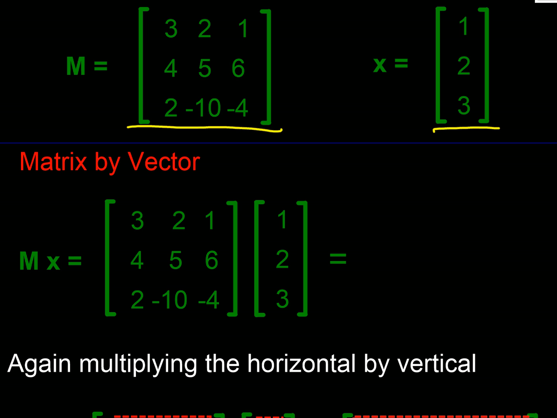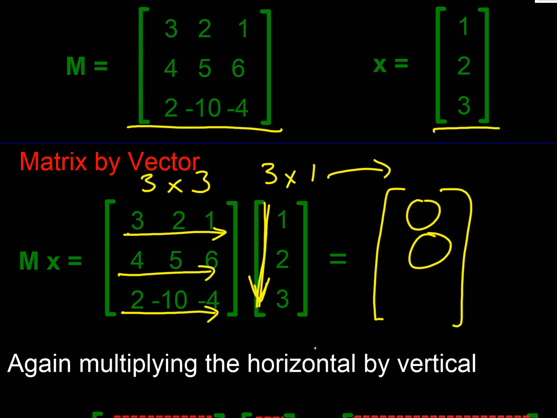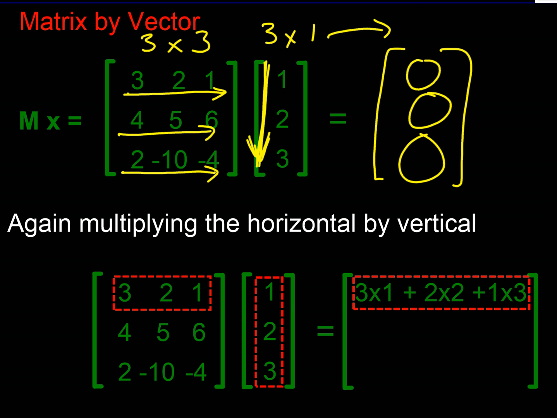So here I'm starting with a 3 by 3 matrix. What have I got here? I've got a 3 by 1 vector. So what am I going to get as my resultant? Well, I'm going to get another 3 by 1 vector. Why? Because when I take this first row and multiply it by that column, I get one value. When I take the middle row, multiply it by the same column, I get another value. And when I take the bottom row and multiply it by that column, I get a third value. So let's work that out with some numbers in.